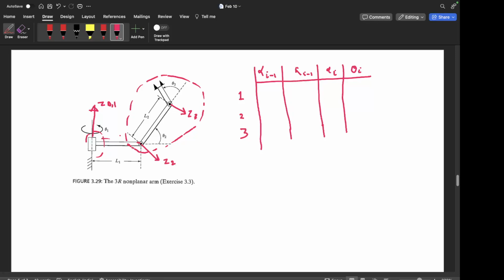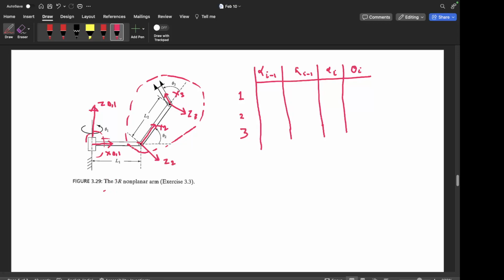So the z-axis I already drew. The x-axis can be drawn along the links. So this is x1, this is x2, and this is x3.